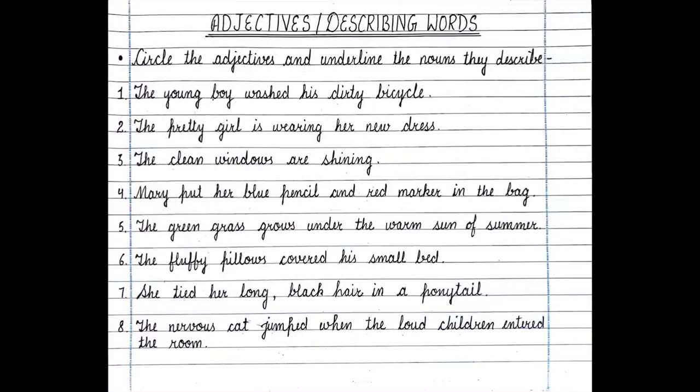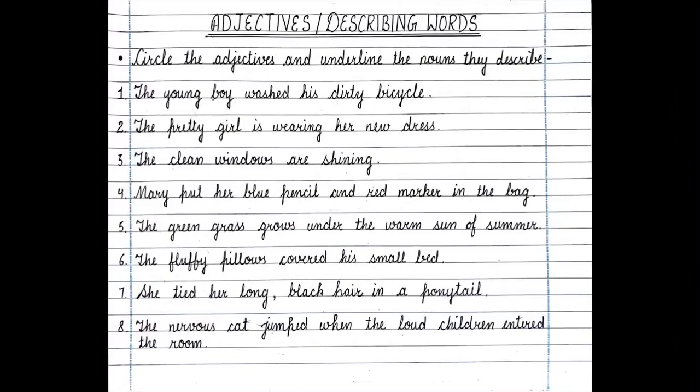In this worksheet, you have to circle the adjectives and underline the nouns that they describe. There can be more than one noun as well, but you have to only underline that noun whose describing words are also given along with them. So first sentence is, the young boy washed his dirty bicycle. Here, just identify nouns first of all. Nouns are boy and bicycle.